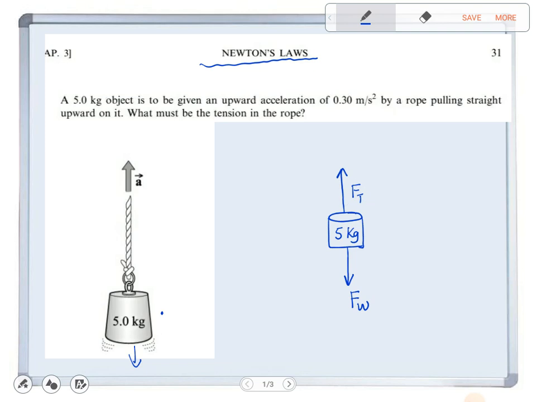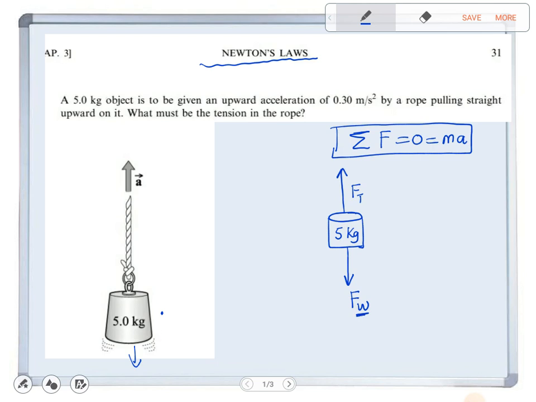So now, according to Newton's second law of motion, the summation of forces is equal to mass times acceleration. So this is where we are going to base our calculation on. But we need to know this weight.